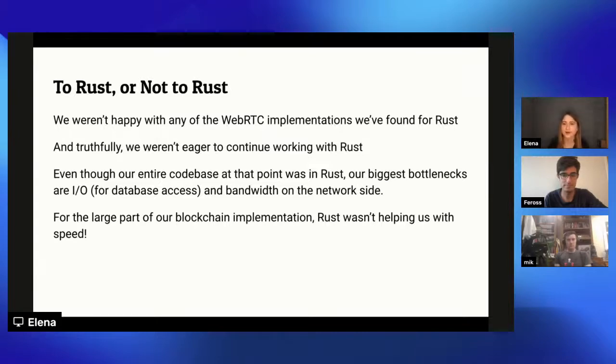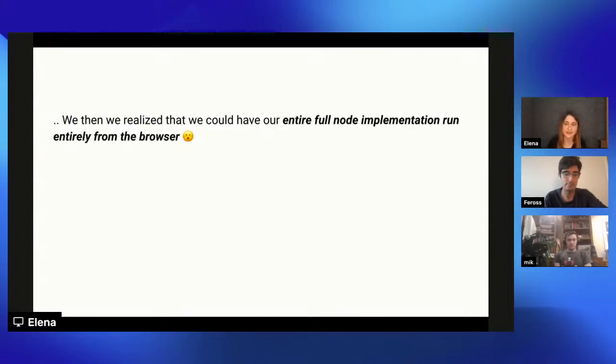Our two biggest bottlenecks were I/O, since we had to read and write from the database quite a bit, and the network side, which was bandwidth. So even though Rust as a language is very performant and fast, for the most part it wasn't really helping us because the bottlenecks were somewhere else. Then we realized, if we have our networking stack be web browser compatible, can we fit all of our other layers in the browser too?